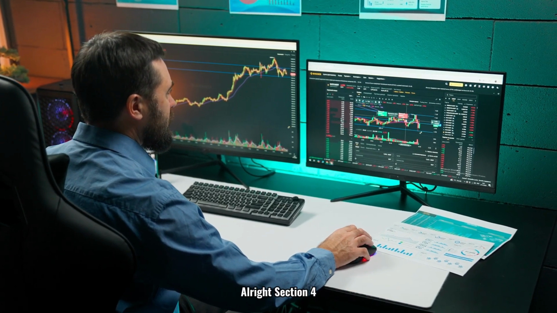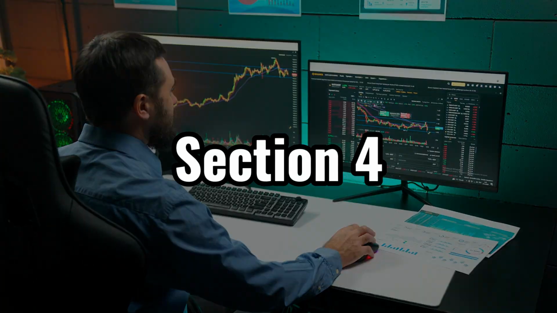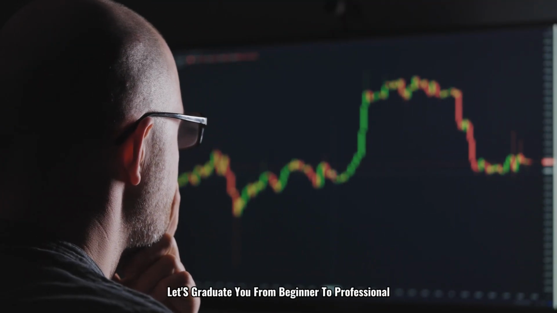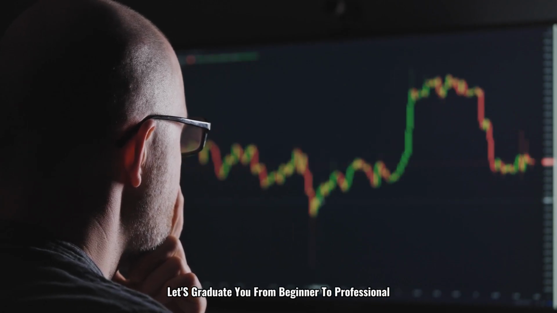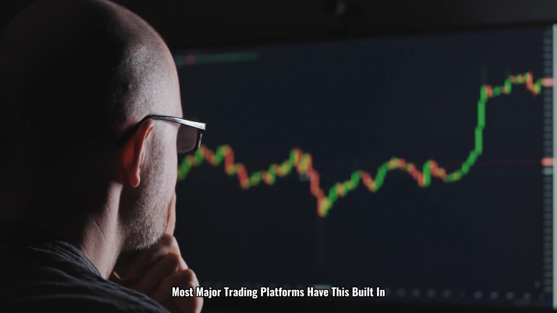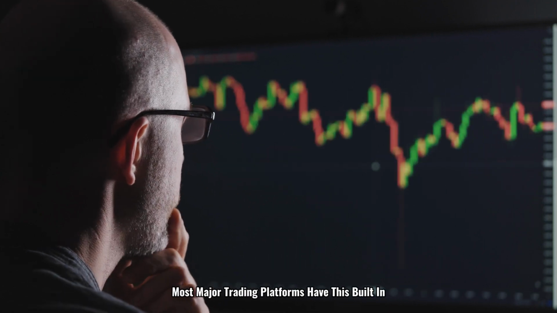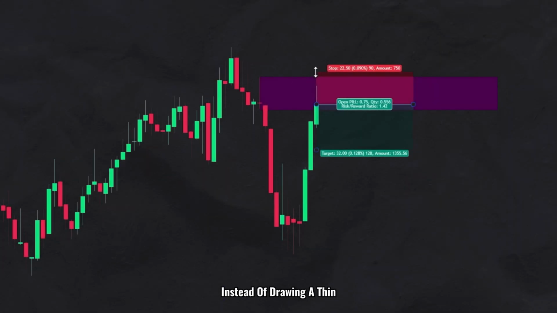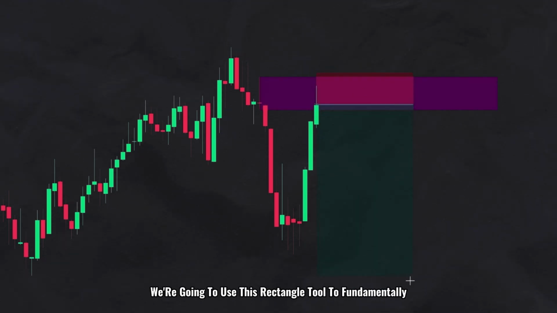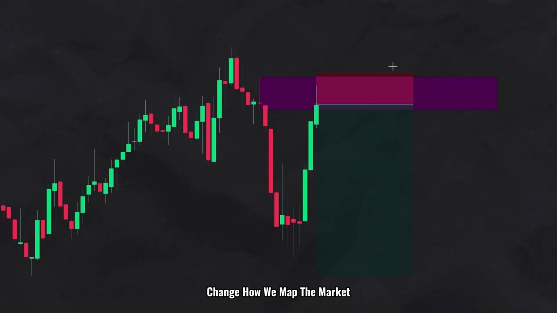Alright, Section 4. The Pro Zone Strategy. Now that you really understand the patience required for a perfect entry, let's graduate you from beginner to professional. The solution to a lot of our charting problems is the rotated rectangle tool. Most major trading platforms have this built in. Instead of drawing a thin, brittle line using the standard trendline tool, we're going to use this rectangle tool to fundamentally change how we map the market.